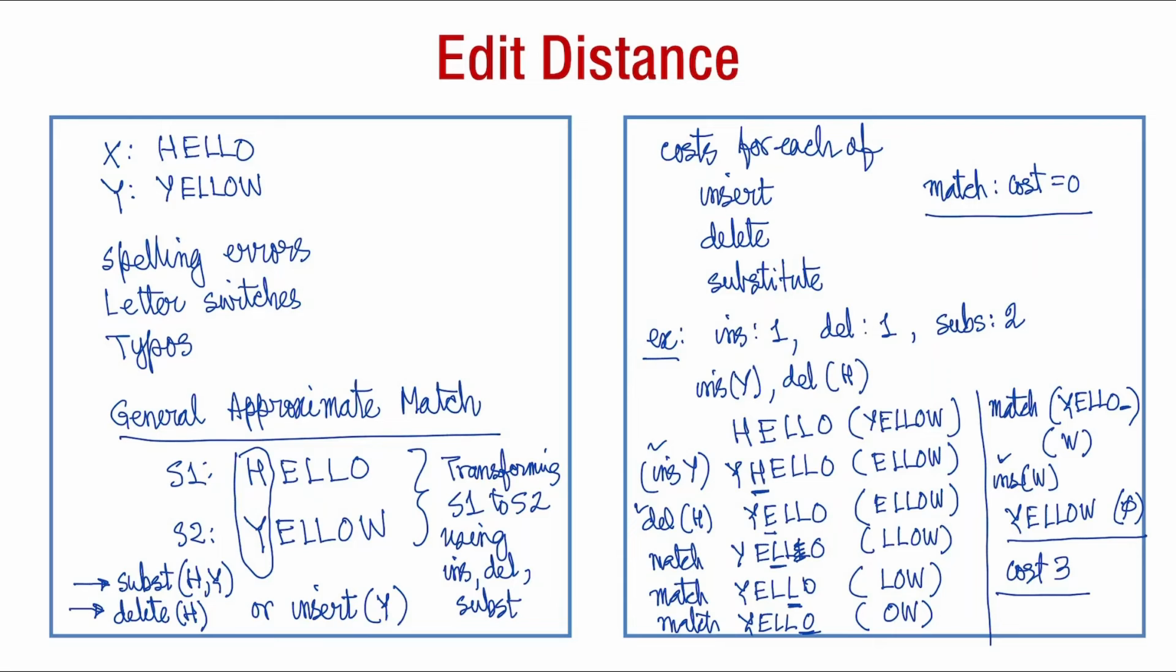On the other hand, in the beginning itself, I could have substituted Y with H with a cost of 2 and continued. And I leave it to you as an exercise to see. I could vary the costs of insert, delete, and substitute. And if I vary the costs of insert, delete, and substitute, I will get a variety of functions. And with this generic variety of edit distance, I can try to solve a large number of problems.